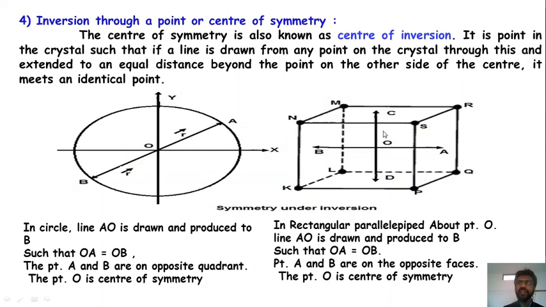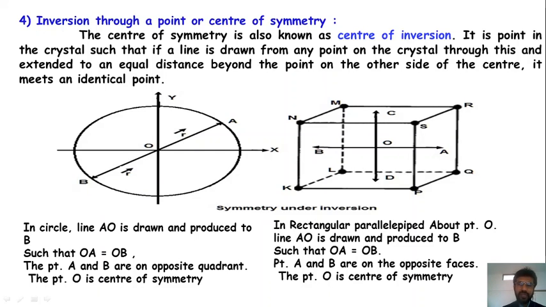Similarly, we can observe it on the upper and the lower faces of this parallelopiped, that is, OC is equal to OD. Therefore, in both figures, the points A and B are on the opposite quadrants. In the case of this parallelopiped, the points A and B are on the opposite faces, and when they are connected, the line joining these 2 points is passing through the center of the inversion, that is, O.